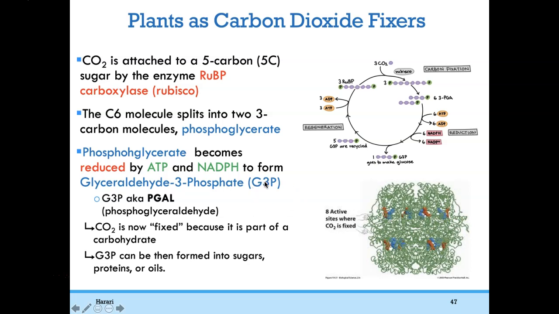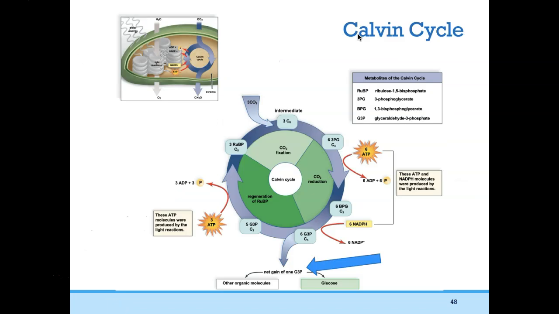So let's just review. Step 1 was CO2 from the atmosphere is added to a 5-carbon sugar to make a 6-carbon sugar. That 6-carbon sugar is broken down into 2 3-carbon sugars, which are then activated by ATP and NADPH to make glyceraldehyde 3-phosphate. That glyceraldehyde 3-phosphate can then be used to make sugars, proteins, or oils. The cycle then regenerates, and this keeps on going and going. That's why it's called the Calvin cycle.